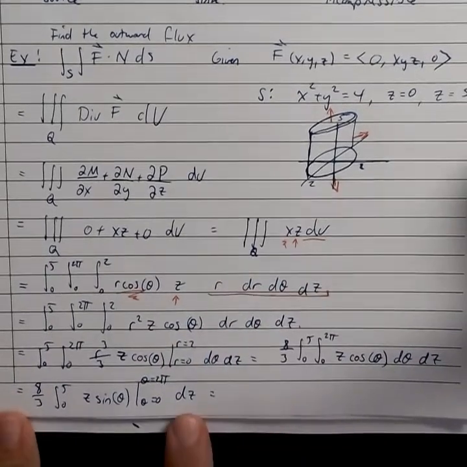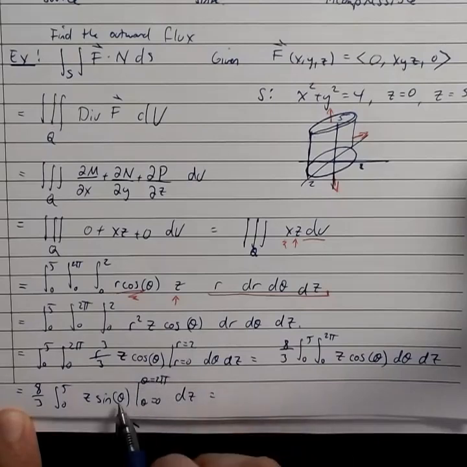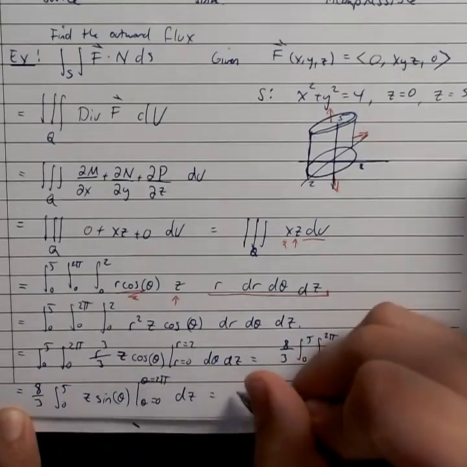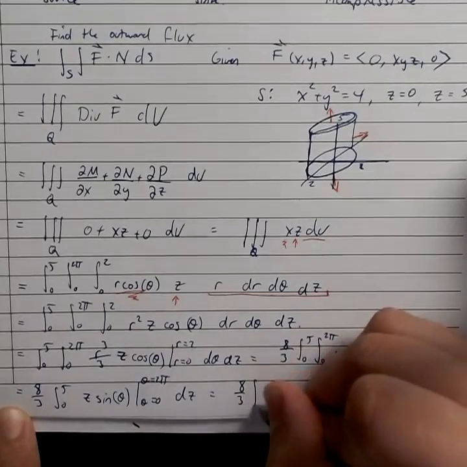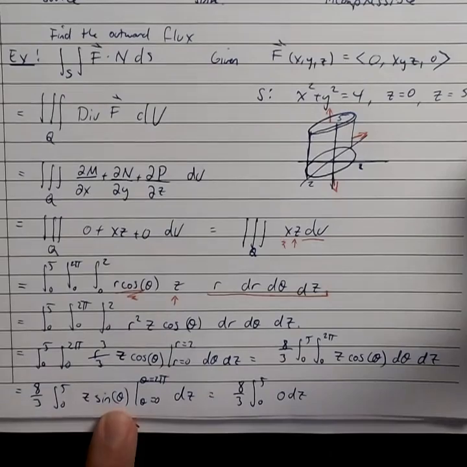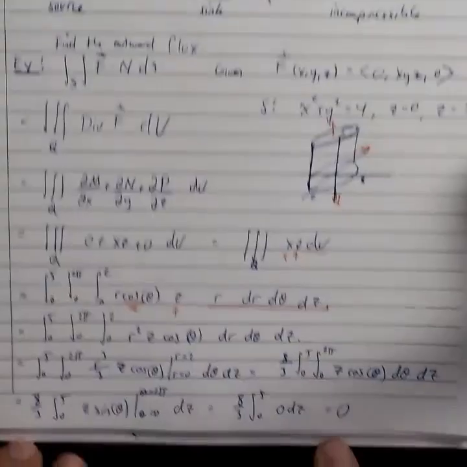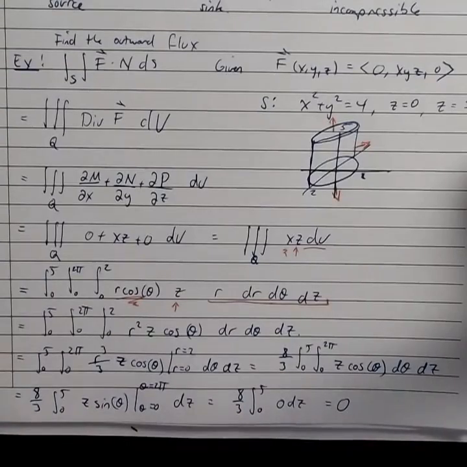And here, that just gives us 0. Because notice the sine of 2 pi is 0, and the sine of 0 is also 0. So this will give us 8 thirds times the integral from 0 to 5 of 0 dz. Oh, well then that whole thing's just 0, isn't it? So in this case, the outward flux integral is 0.